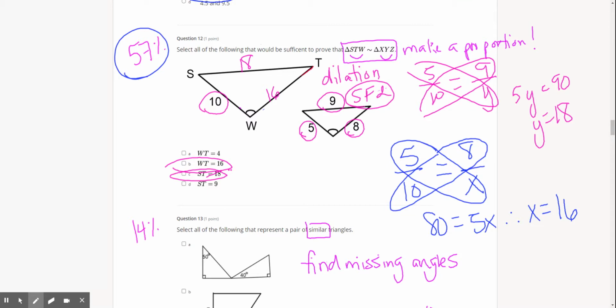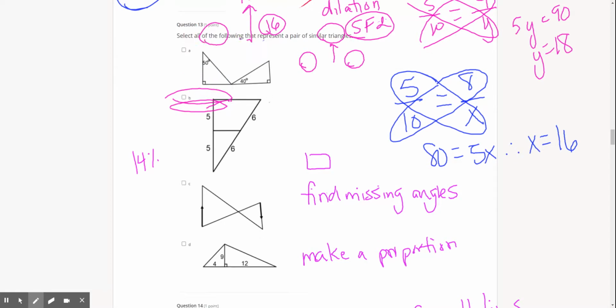And we kind of also know that the 9 has to go with the 18 because it's across from those angles that are marked congruent. So if the 5 goes with the 10 and the 9 goes with the 18, then the 8 must go with this other side over here. There was a lot of kind of thinking through that one.